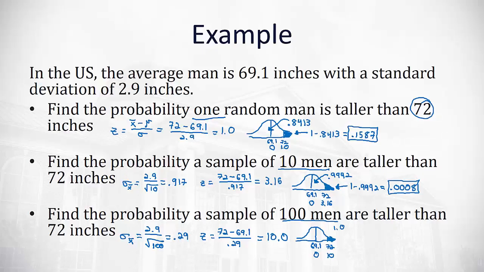So we end up with 1.0 to the left, which means to the right, 1 minus 1 is equal to 0. There's really virtually no area left to the right of that point, which means if we sample 100 men and average them, it's basically impossible to get an average of 72 inches if it's truly a random distribution.